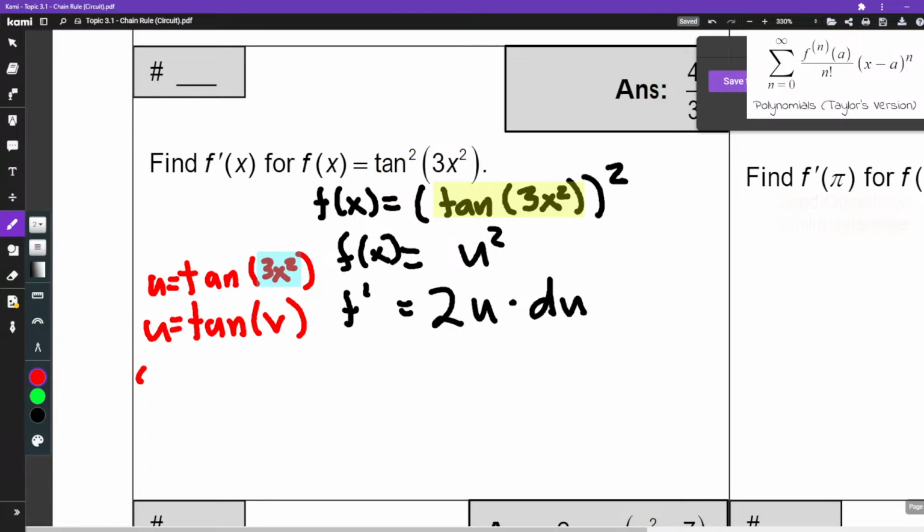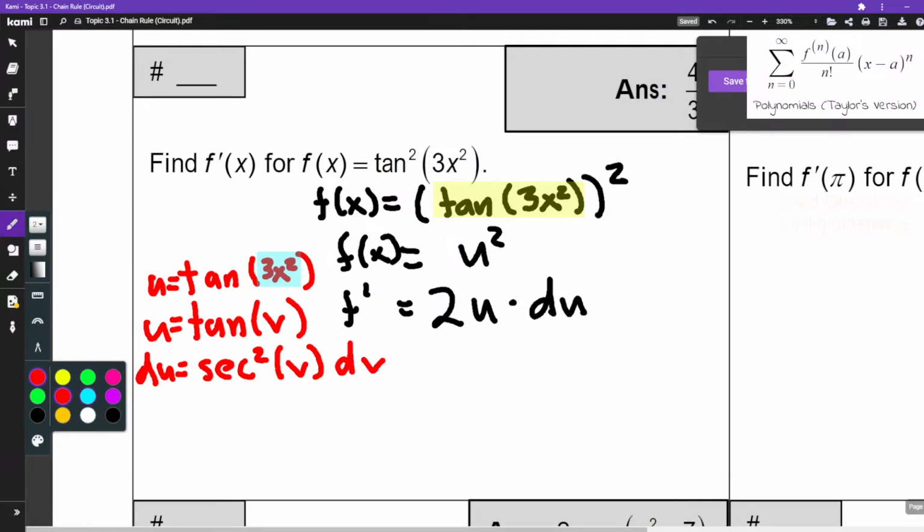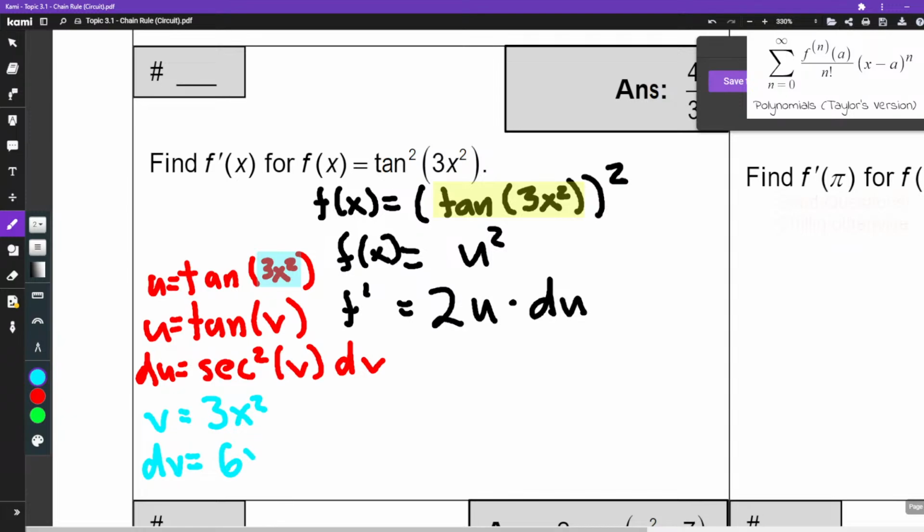Derivative of tangent of v is simple because it's just secant squared of v dv. Thing is, okay, cool. I know what v is, but I don't know what dv is. So I got v is equal to 3x squared, and then dv is equal to 6x.